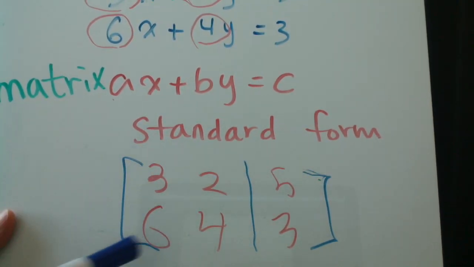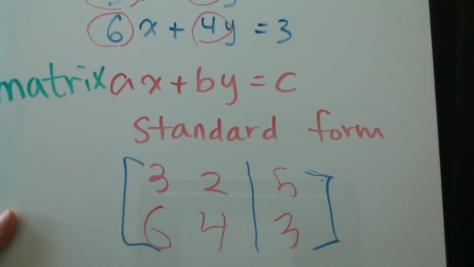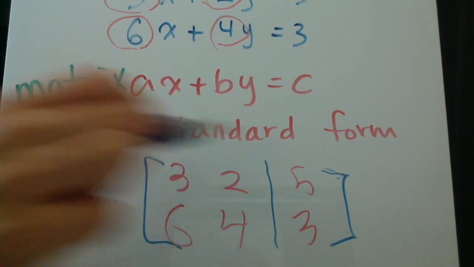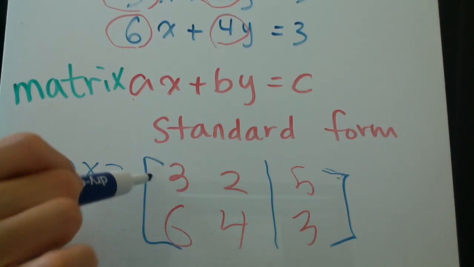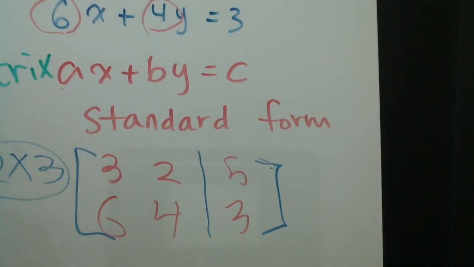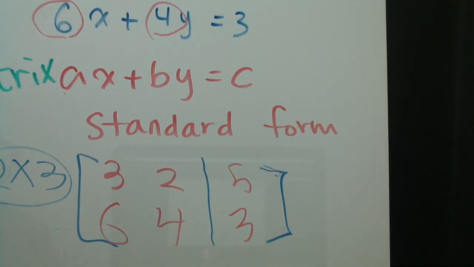Count this number first. That is 2, right? 2 times how many numbers? 1, 2, 3. So we need a 2 times 3 dimension. And we are putting in the numbers that we found. Yes, 3, 2, 5.